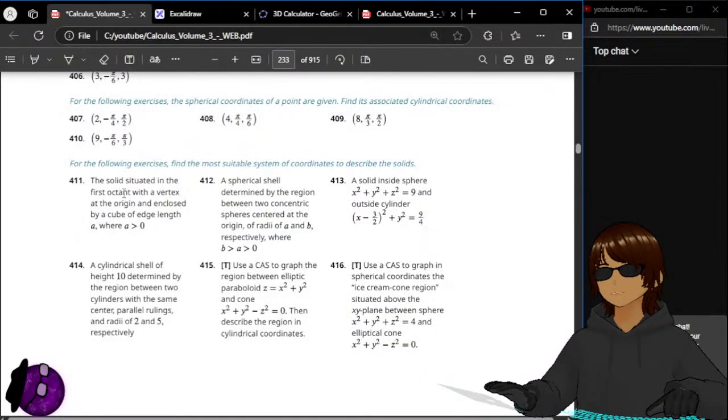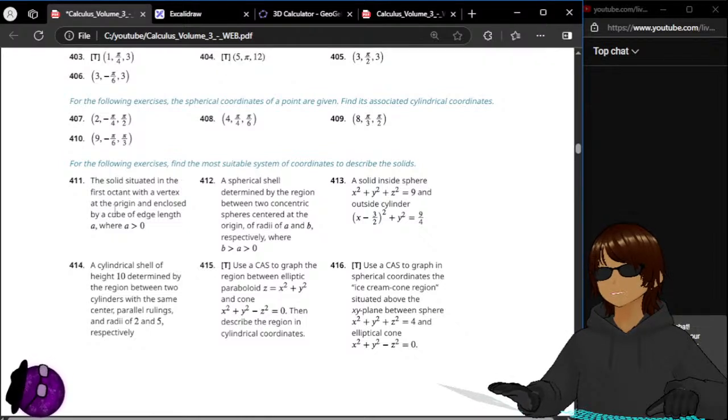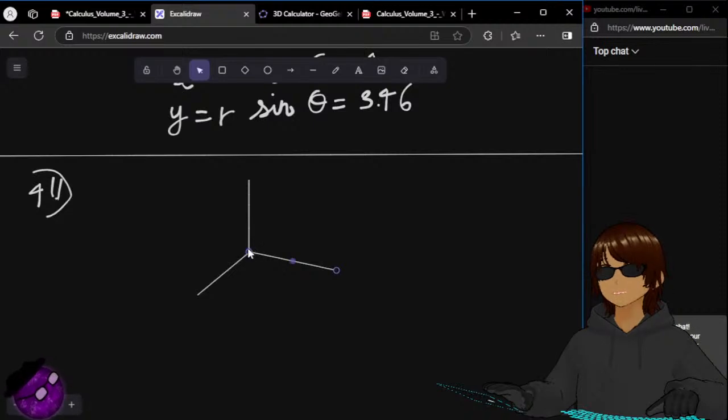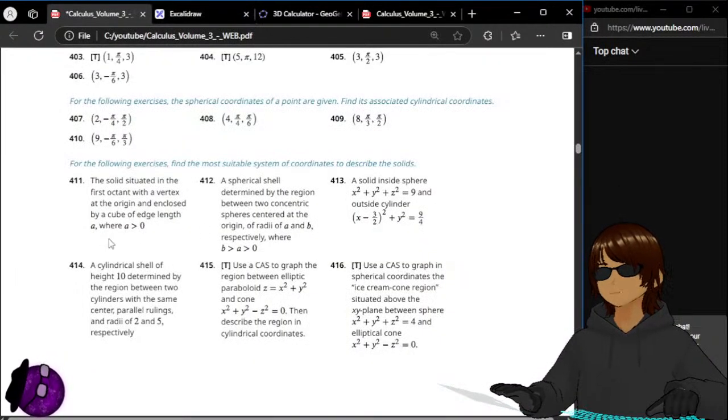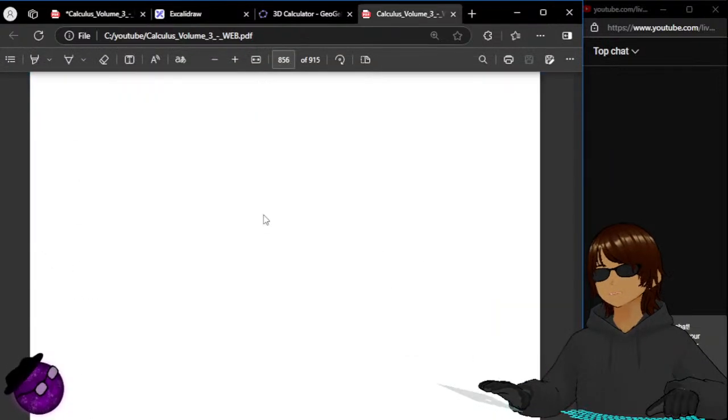And they said with a vertex at the origin and enclosed by a cube of edge length a. What's the shape of the solid? So the vertex is here at the center and enclosed by a cube with edge length a. Wouldn't a rectangular system be better?